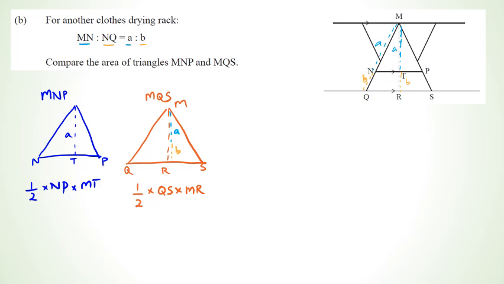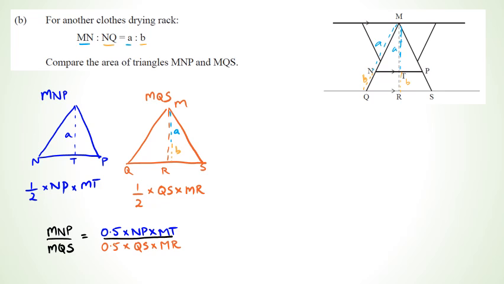And I think this is probably what's going to get you an achieved. But anyway, from here, I'm being asked to compare the area of triangles MNP and MQS. So I've been asked to compare the area between MNP and MQS. Now the area of MNP, I've already got it at the top here, which is in the blue. That's going to be 0.5 times NP times MT. Then I have the area of MQS, which is going to be 0.5 times QS times MR.